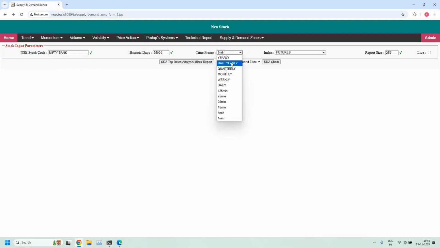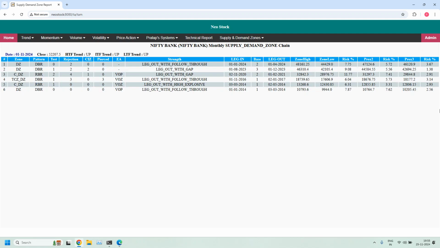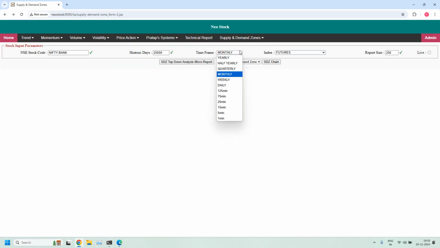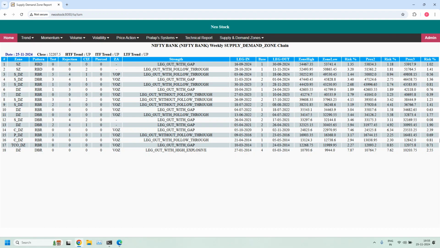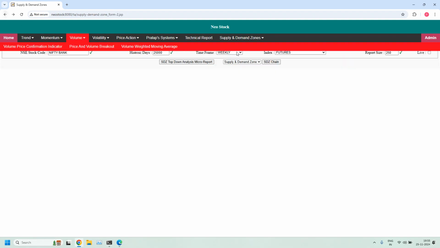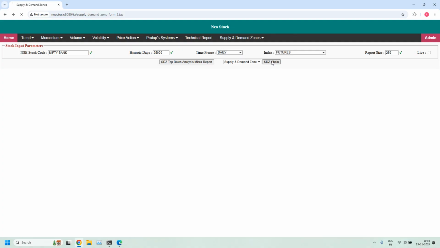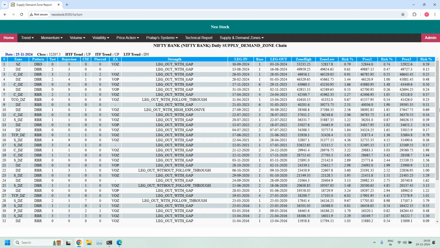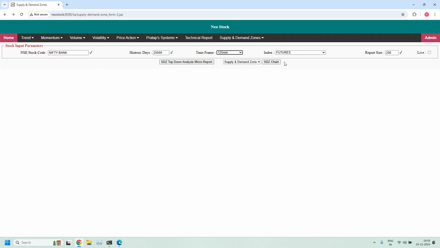And starting with monthly time frame, generating monthly supply demand zone chain for BANKNIFTY. Next, weekly supply demand zone chain for BANKNIFTY. Next, daily supply demand zone chain for BANKNIFTY. Next, 125 minute supply demand zone chain for BANKNIFTY.